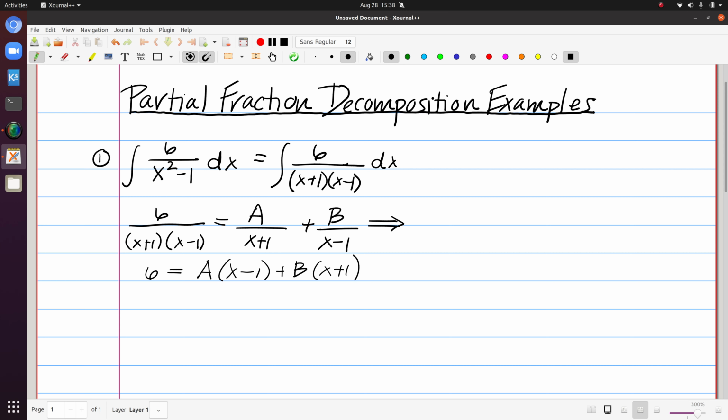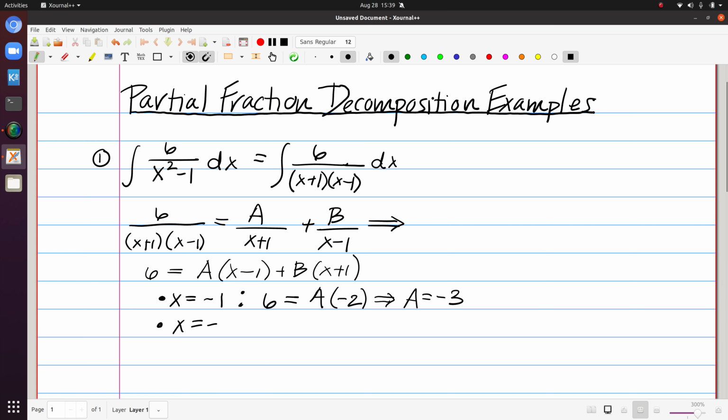So notice, unlike our previous example, the left-hand side is constant. It doesn't depend on our value of x. So when I go through the process of plugging in particular values of x, in this instance first, I will plug in x equals minus 1. The left-hand side just stays 6. But plugging in minus 1, I get A times minus 2. And of course, I get B times 0. So from this, I'm going to see that A must equal minus 3.